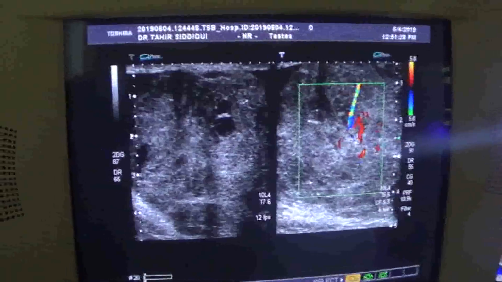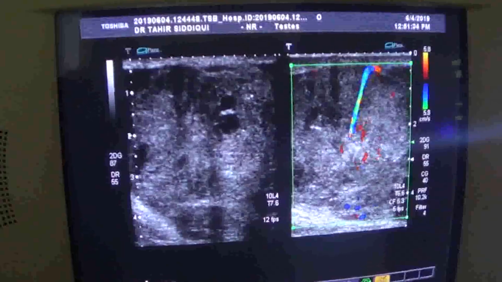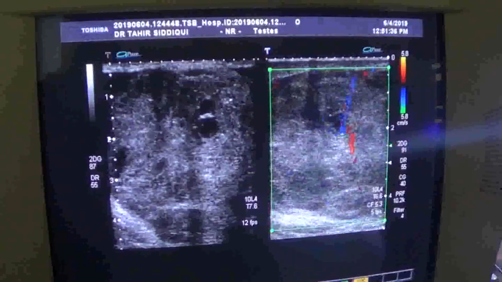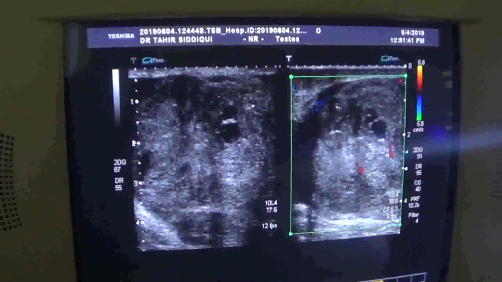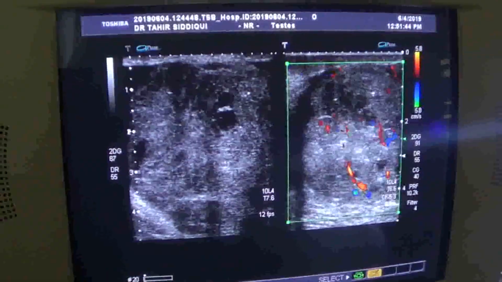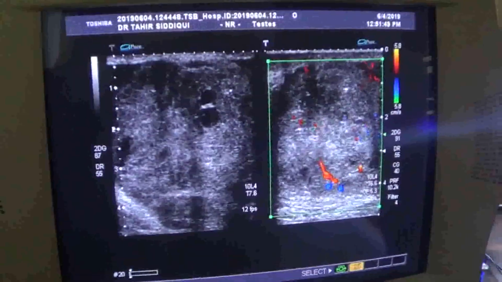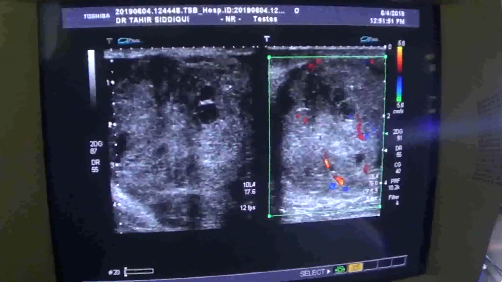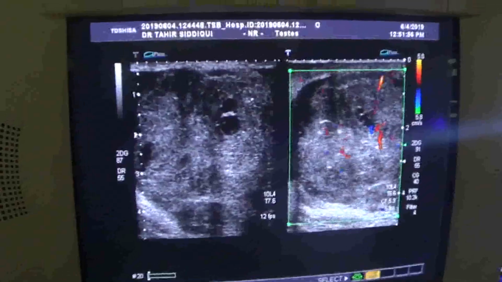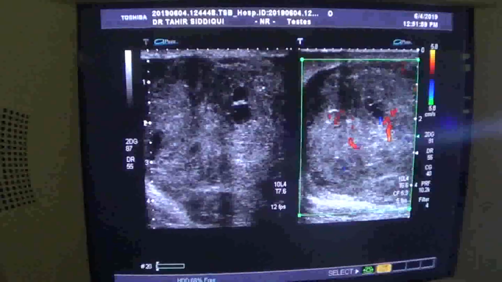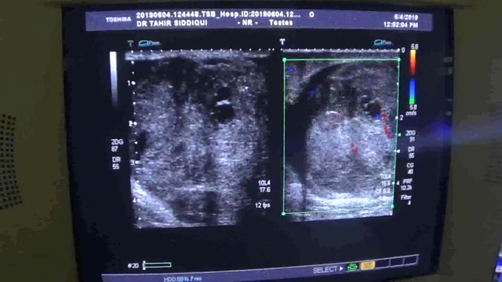And see the vascularity of this mass. It is highly vascular. Significant vascularity is seen in this mass. Age 34 approximately. And the patient is not tender to the probe on this mass. No pain. Painless.